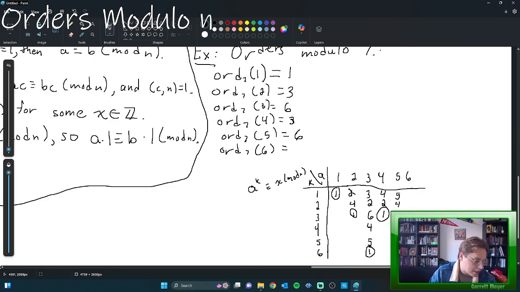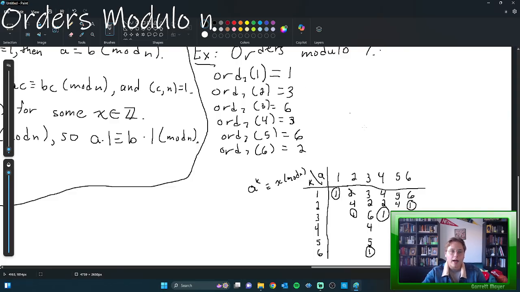Now let's go with 6. 6 to the power of 1 is 6. 6 times 6 is 36, which is 1 larger than 35. As a result, that will be congruent to 1 modulo 7. So the order of 6 modulo 7 is 2.